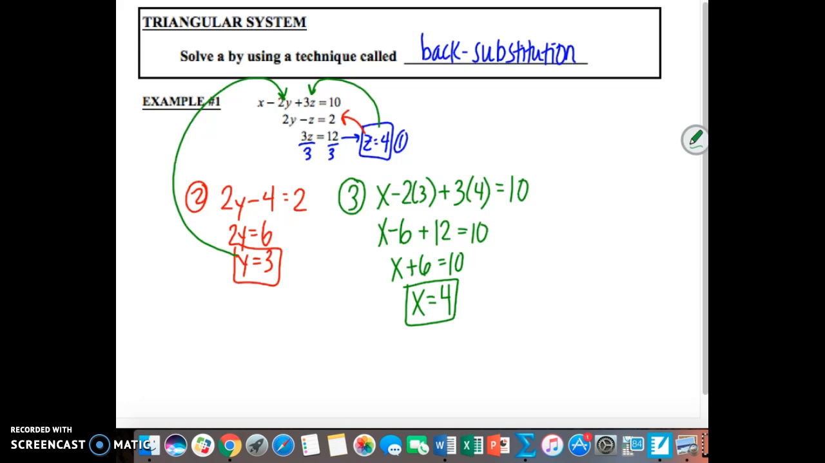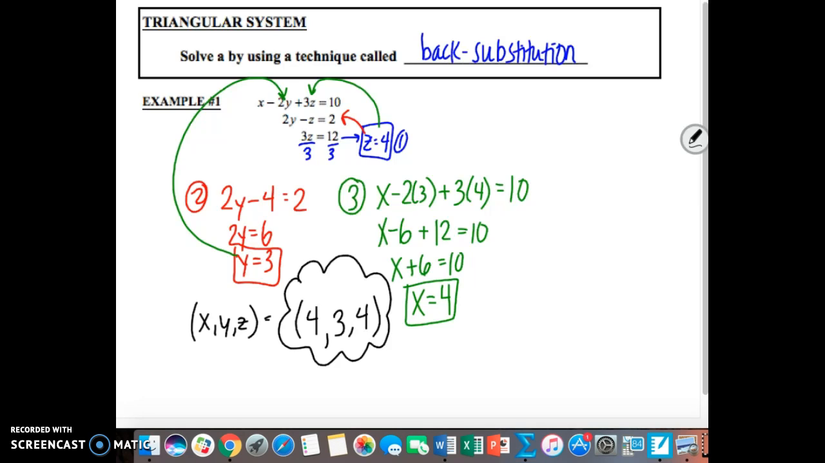So now we have our x, y, and z, so writing our final solution in the form x, y, z equals 4, 3, 4. So again, the only time we can use back substitution is when we have one of our equations with 3 variables, one equation with 2 variables, and one equation with 1 variable. It's the only time we're able to use back substitution.